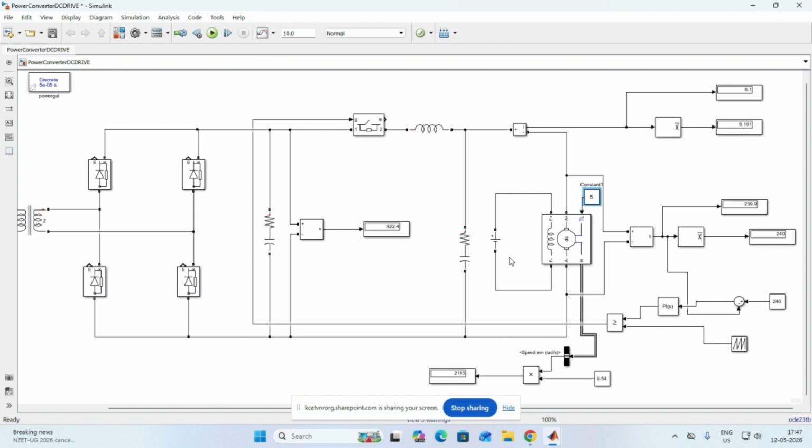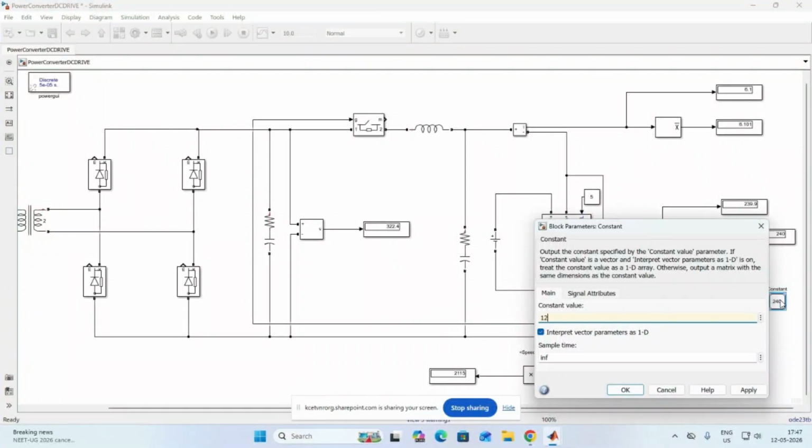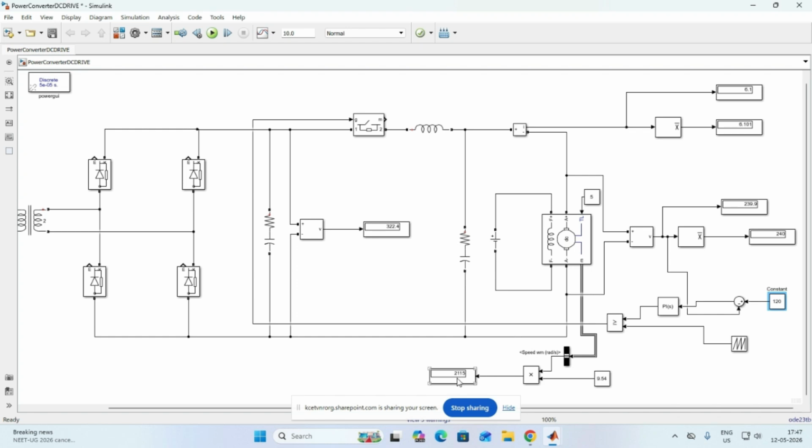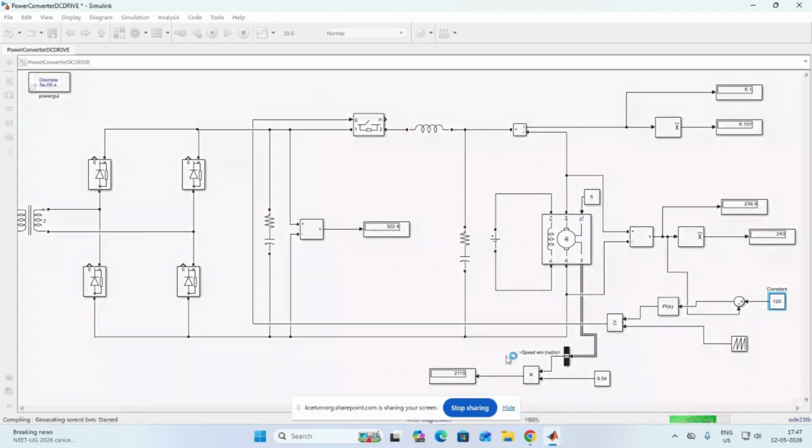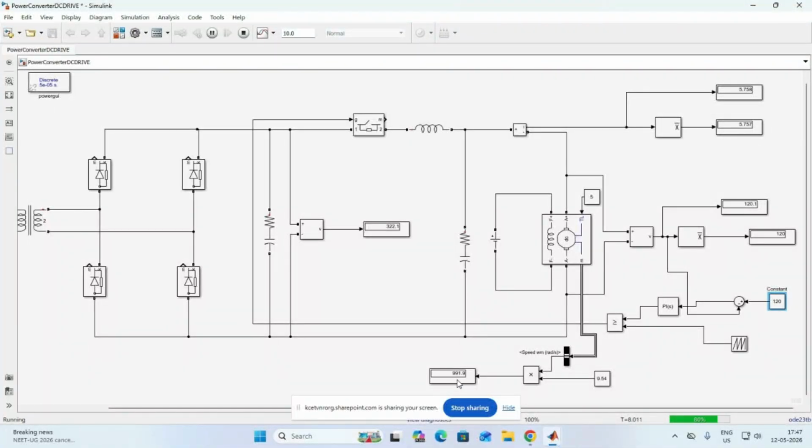Now we can see both the armature and field control. For the same load condition, if I am reducing voltage from 240 to 120, let us see what happens. Now the speed is 2115. So I have reduced the voltage from 240 to 120 to the armature. See the speed. Speed gets reduced to 991 RPM. So this type of control is called armature voltage control.